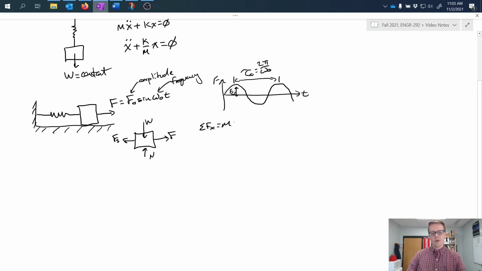So for now, I'm only going to worry about the x direction and say that the summation of forces in the x direction is equal to mass times acceleration, and that's going to give us then F, which is F naught sine omega naught t. In the other direction, we have the spring constant times displacement, so that's our spring force. And then we have mass, and we have acceleration, which I'm going to rewrite as x double dot as we did before.